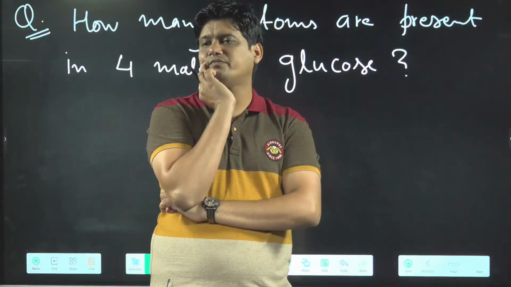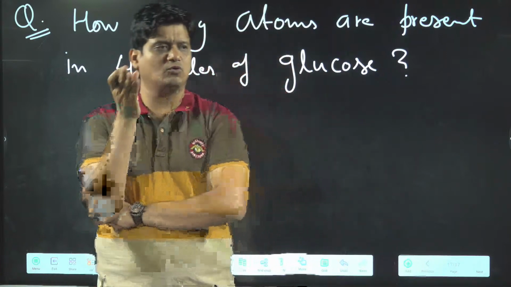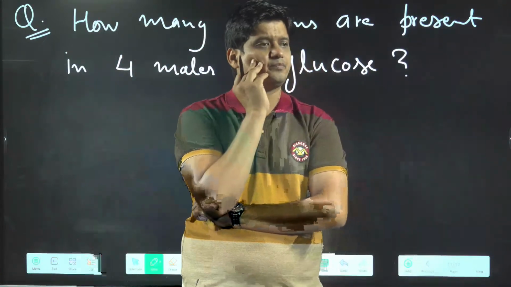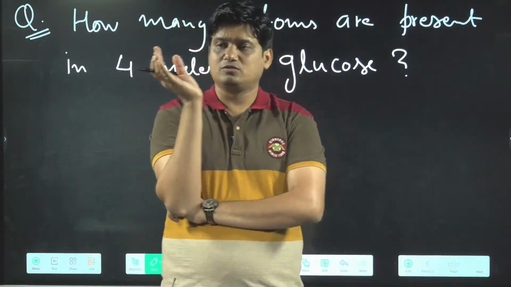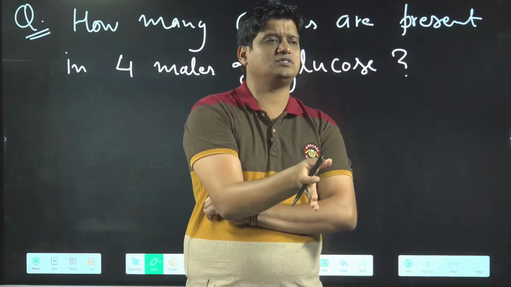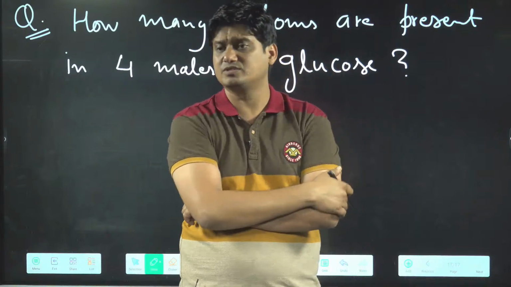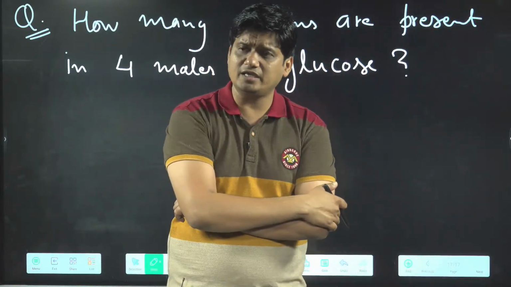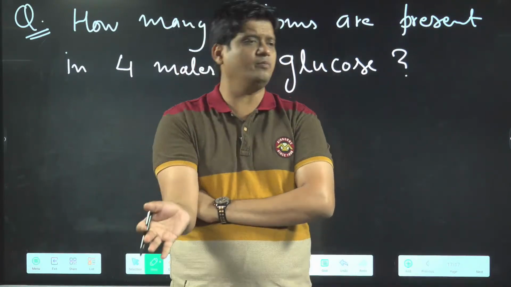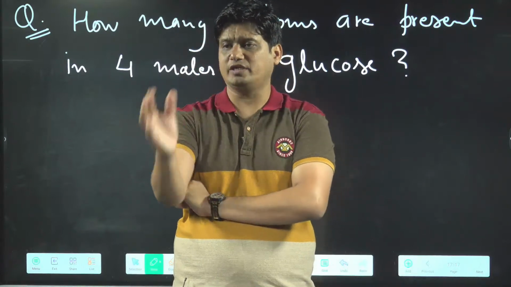So, I'm giving you 2 choices. First choice is I'll start with glucose and end at atoms or number of atoms. And second choice, I'll start from atoms and end at glucose. Which one is the correct choice? Please reply.